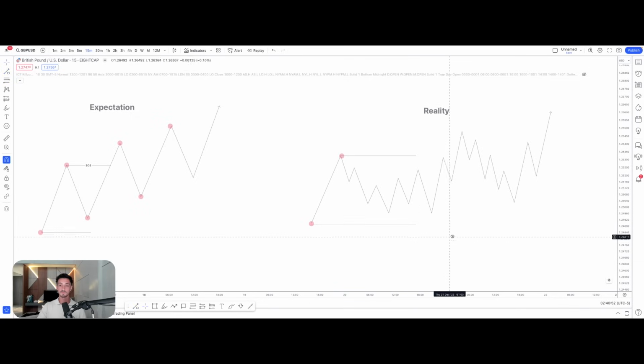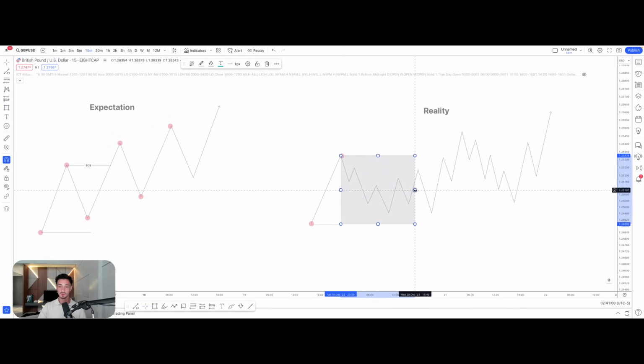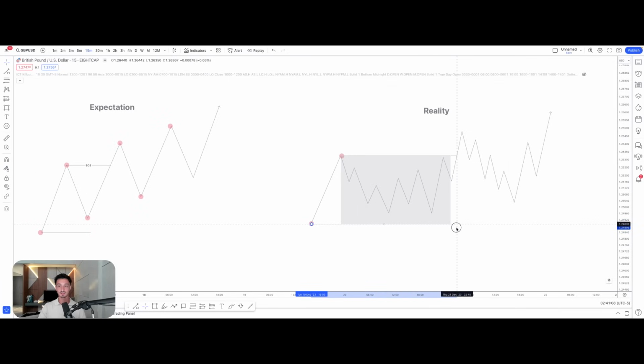And what we're going to do is we're going to do the exact same thing as we did before. What we're going to do is pull from the high to the low, like so, and anything inside of this box until we break out, either up if we're bullish or down if we're bearish, is internal.